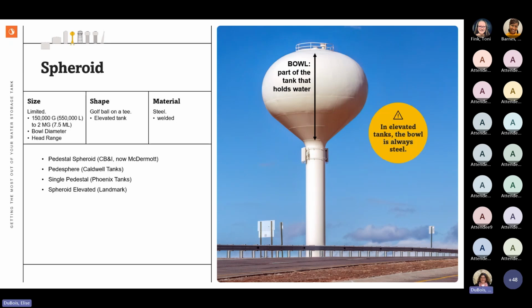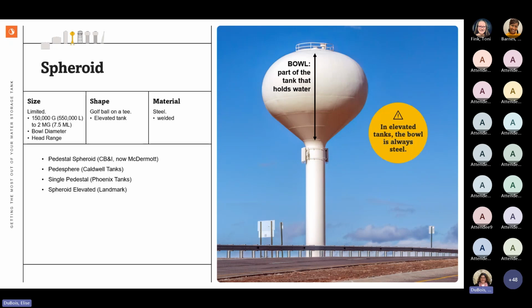Spheroids are defined by their shape. They go by different names for each manufacturer, and some of the more common names and manufacturers are shown below. When in doubt, if you tell technical staff you have a tank that looks like a golf ball on a tee, we all know what you're talking about.